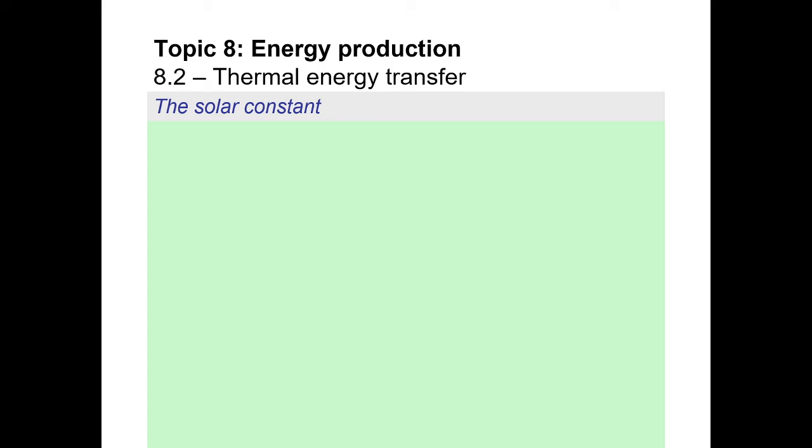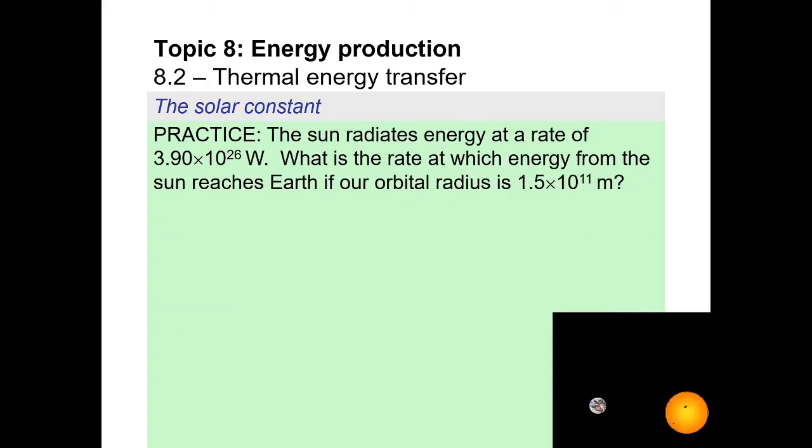Okay, the solar constant. This might seem familiar to you once we start doing some calculations here, but I'll let you discover it for yourself. All right, the sun radiates energy at a rate of 3.90 times 10 to the 26 watts. What is the rate at which energy from the sun reaches Earth if our orbital radius is 1.5 times 10 to the 11 meters? Right, so a couple things to remember.